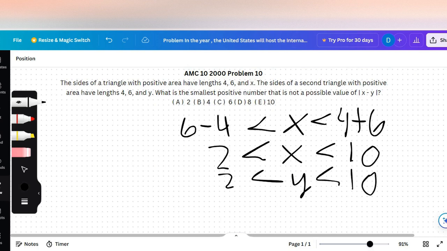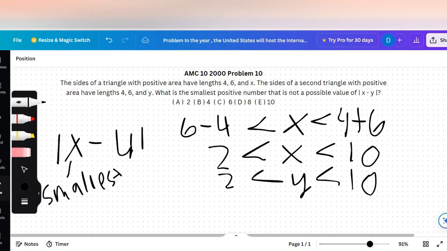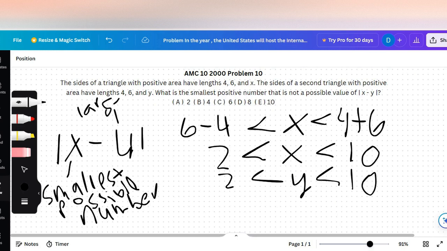Okay, so now we have this absolute value right here. For the absolute value to be the smallest possible number, x has to be the smallest possible number, and y has to be the largest possible. And we can just set x as, let's say, it can't be 2, so we can do 2.01. And we can set y as 9.99 because it can't be over 10.